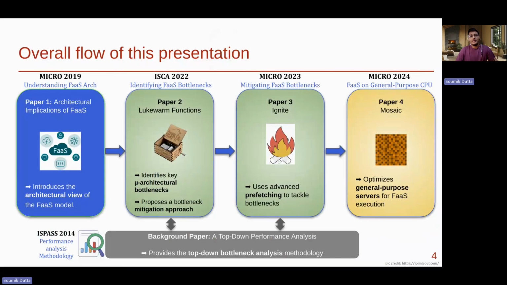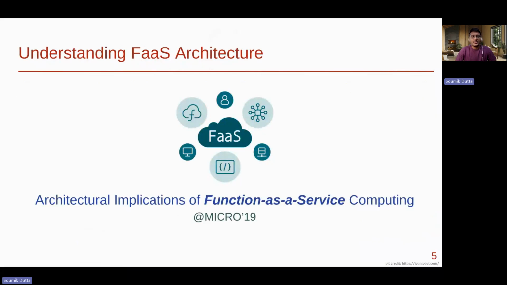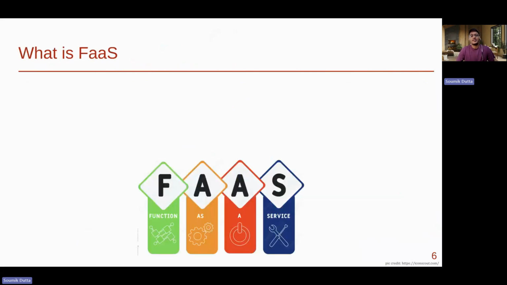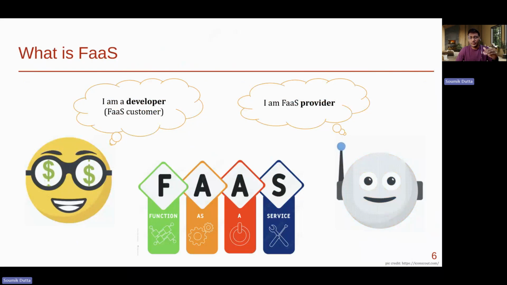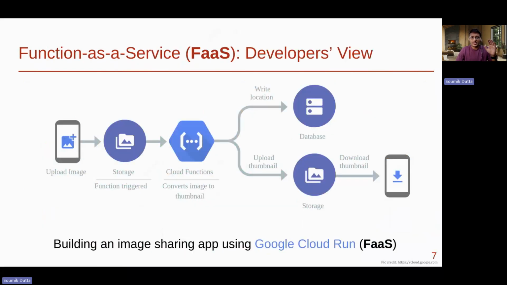So let's start with the first paper, that is Architectural Implications of Function as a Service Computing, which came in Micro 2019. So let's start with answering the question, what is FaaS? So we will try to understand it from two perspectives. One is the customers of FaaS, that is developers, and another is the providers of the FaaS platform, that is the cloud providers. So let's try to see the developer's perspective first.